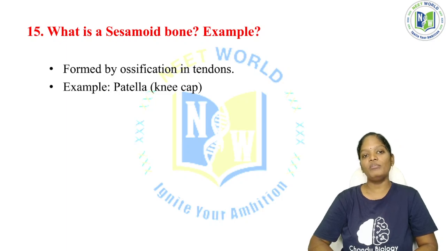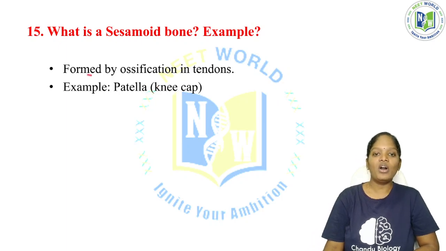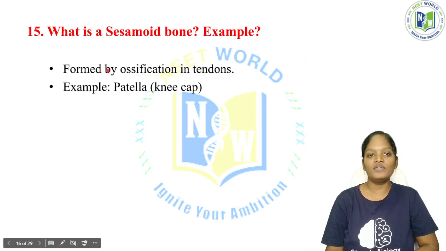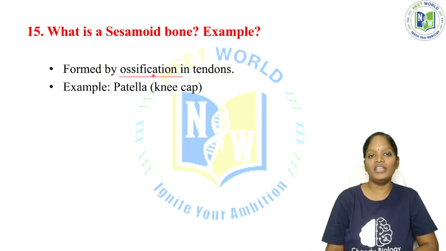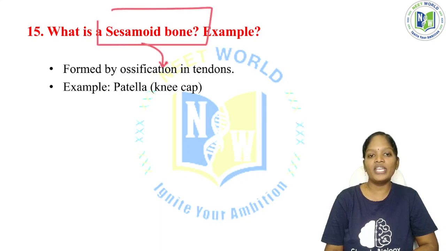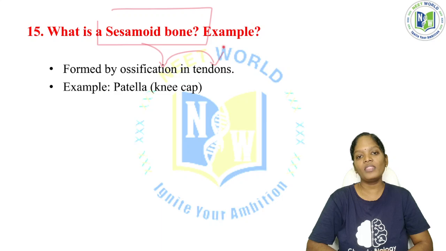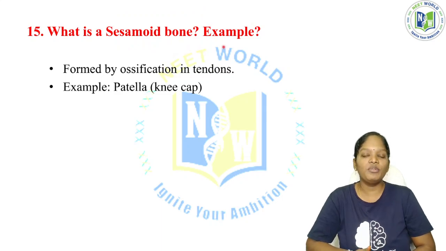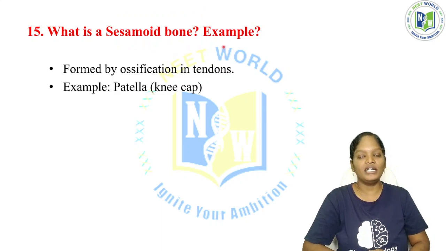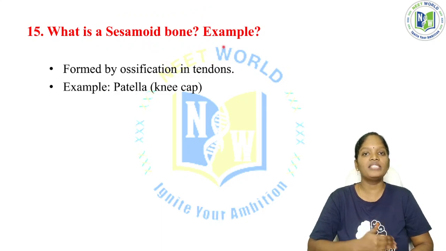Now, what is meant by the sesamoid bone? The sesamoid bone is formed by the ossification in tendons, which means the tendon is getting ossified. So the sesamoid bone is formed by the ossification in tendons. Just now we have studied what is meant by tendon. It is a connecting tissue which connects the muscle to the bone.